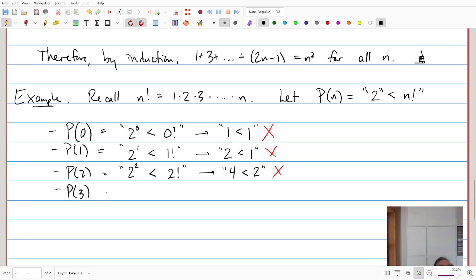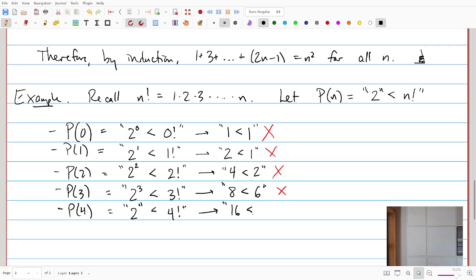How about P3? 2 cubed less than 3 factorial. 2 cubed is 8. 3 factorial is 6. Okay. Maybe we can prove that it's false for all n. How about P4? 2 to the 4th less than 4 factorial. 2 to the 4th is 2 times 8, 16. Does anyone know what 4 factorial would be? 24. It's 4 times, the previous one was 6. That's 1 times 2 times 3, and if we multiply by 4, we get 24. Aha! So this one is actually true.